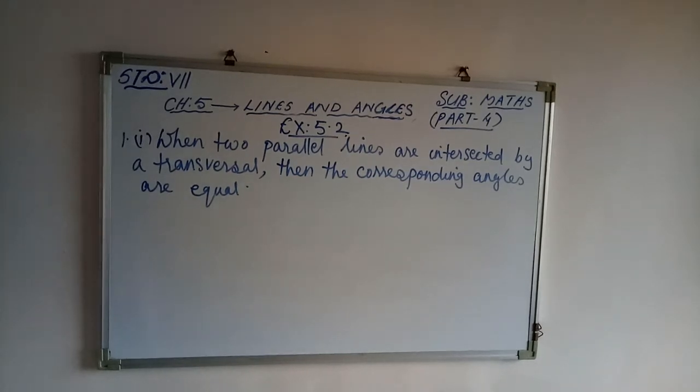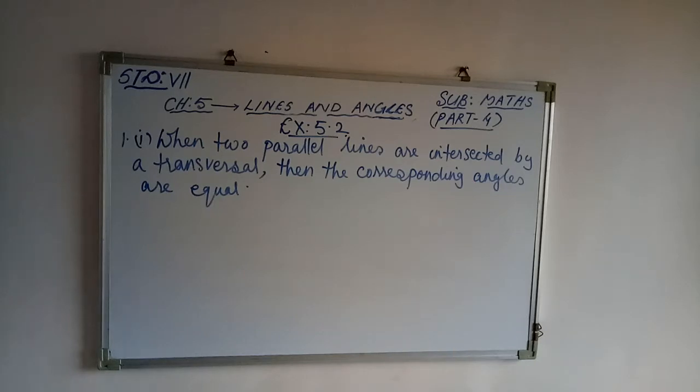Now the second one: if angle 4 is equal to angle 6, then A parallel to B. See which type of angles 4 and 6 are. Angle 4 and angle 6 are the alternate interior angles. It is given they are equal. We already studied that when two lines are cut by a transversal, if the alternate interior angles are equal, then we can say the two lines are parallel. So here what will you write?